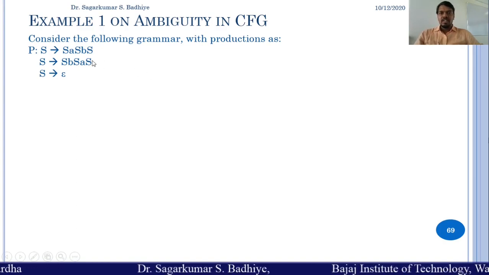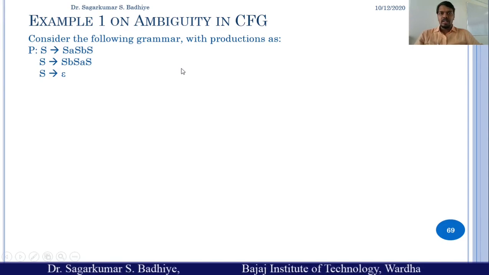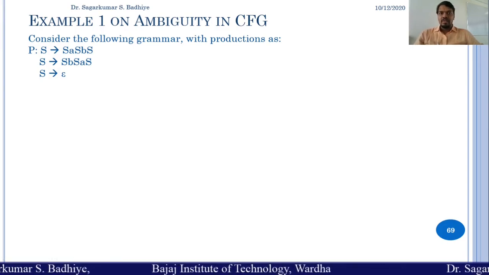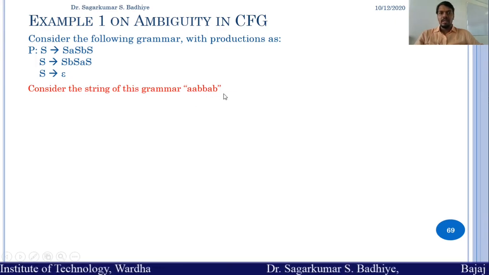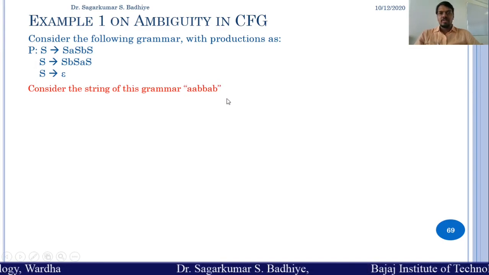Now, to check whether the given grammar is ambiguous or not, we need to consider a particular string that can be derived in different ways by using two leftmost derivations or two derivation trees. So consider the following string of the grammar as AABBAB. Let us try to obtain the different parse trees which are possible for this particular string.